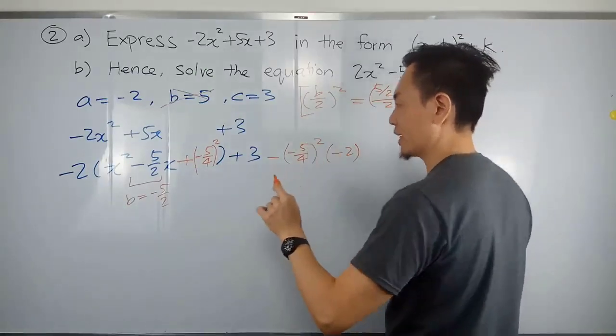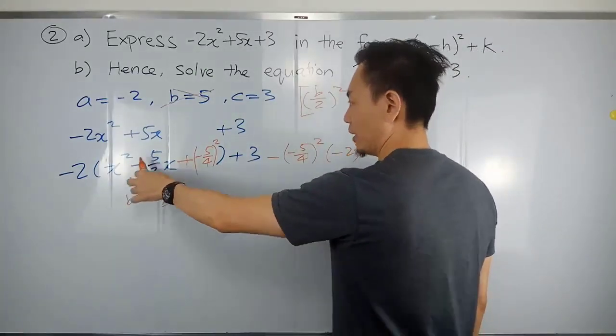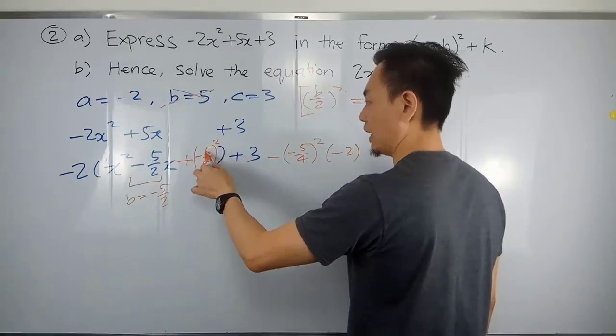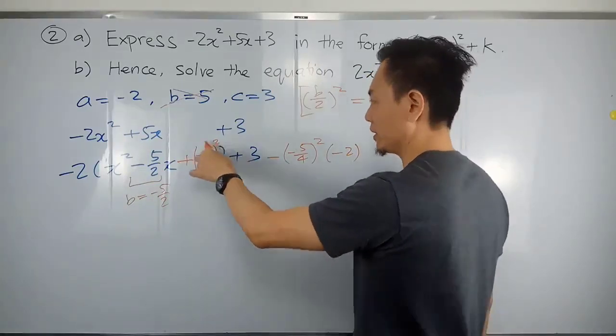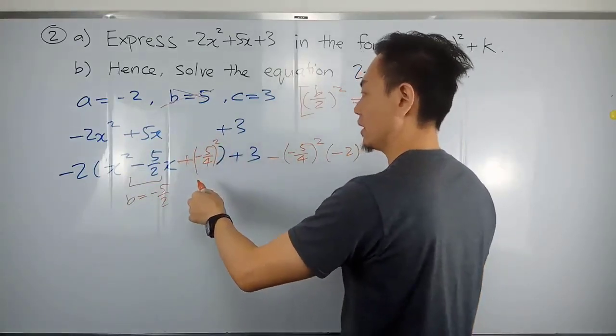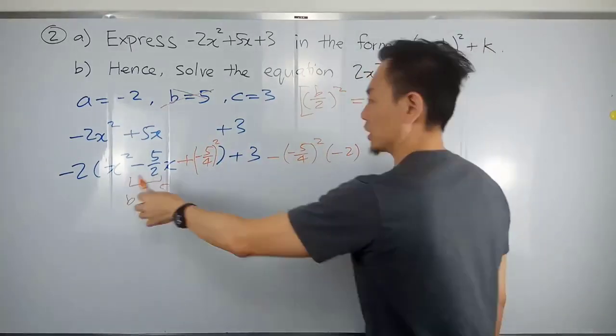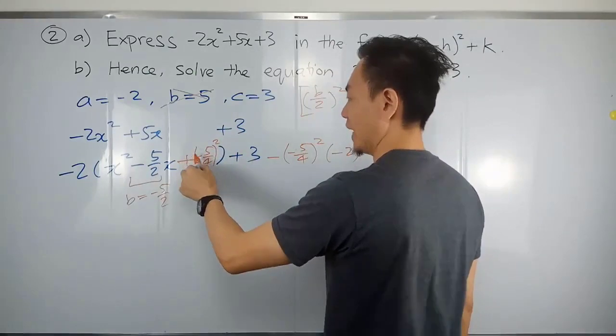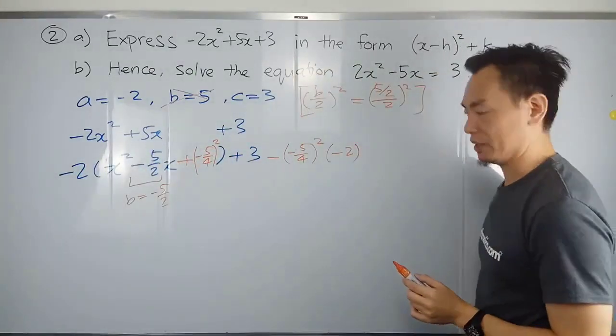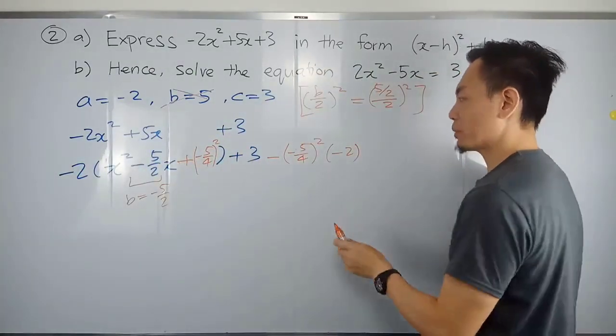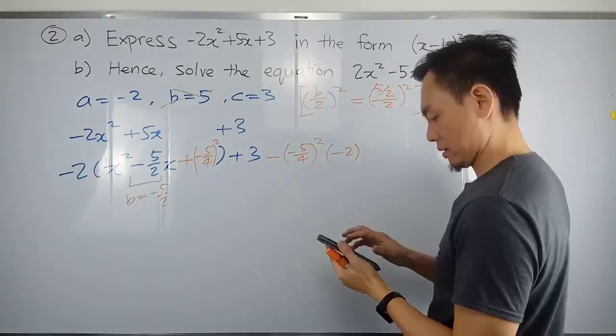And that's it, okay, one more time. This is the b now. B over 2 bracket square is 5 over 2 over 2 bracket square, which is this one. We add it inside the bracket. And when we subtract it outside the bracket, we remember to multiply by negative 2, because this actually takes a negative 2 multiplication. Alright, so now we just press calculator for this result here.